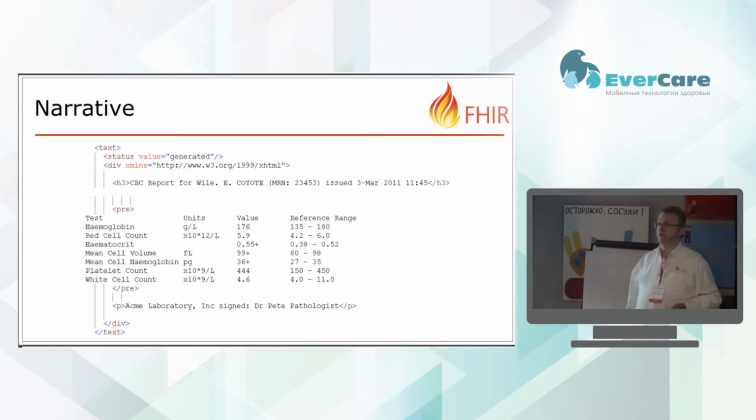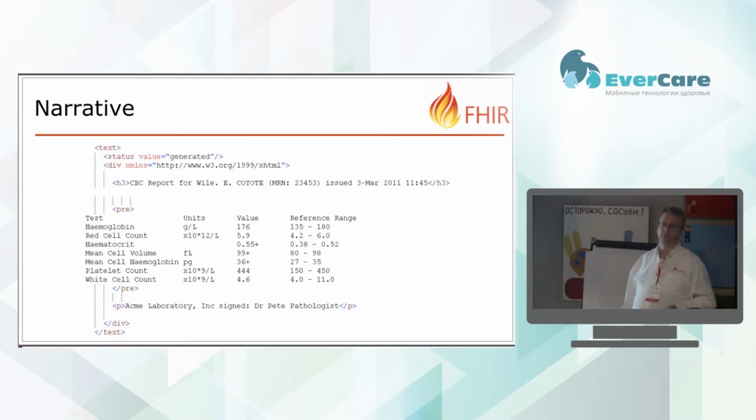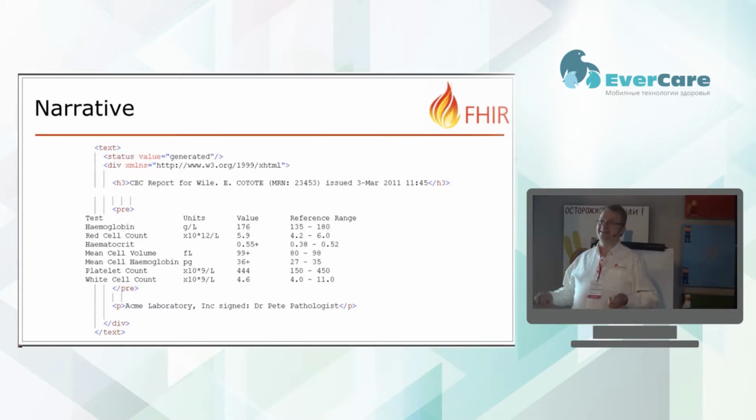Narrative also supports situations where you might not have very much discrete data. For example, a care plan that's just a blob of text. The nice thing about having narrative in the resource means that it's easier to change systems independently.